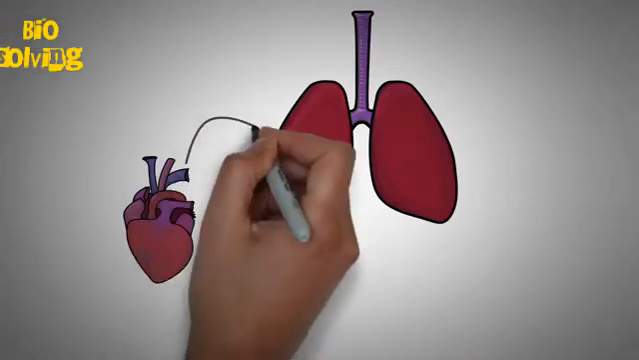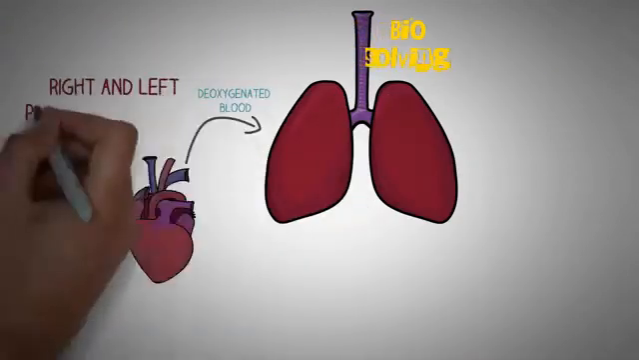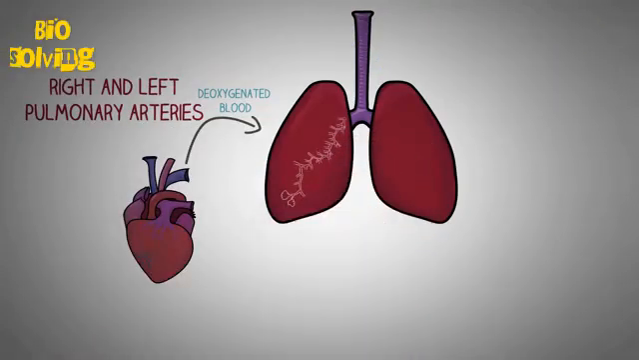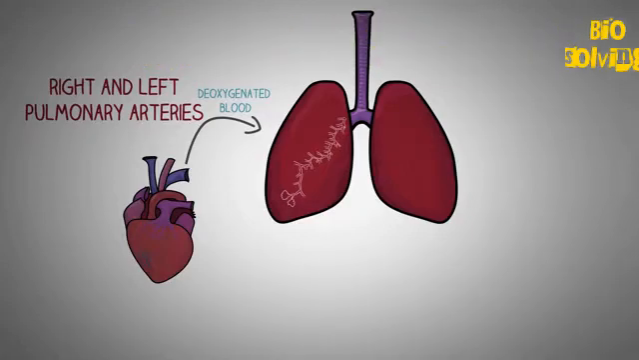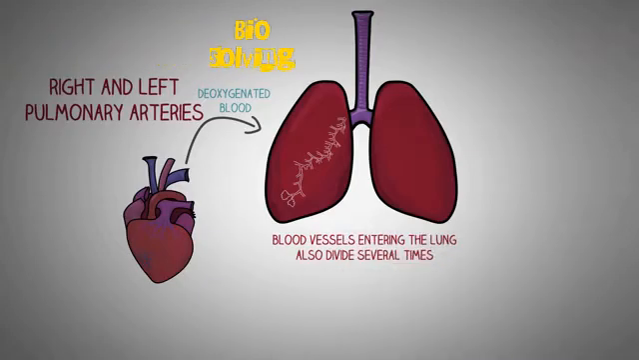The heart pumps all the deoxygenated blood to the lungs through two main arteries, the right and the left pulmonary artery. Just as we saw with the previous branching pattern, that a single bronchus divides almost 20 to 25 times before the formation of alveoli, a similar phenomenon happens with the large blood vessels that enter the lungs.